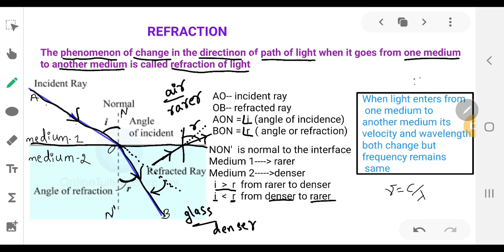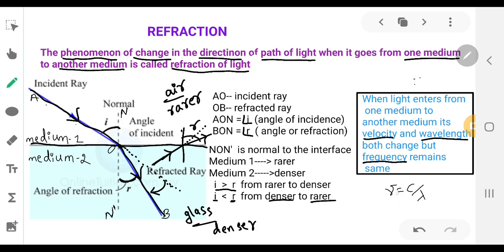So here we discussed refraction. What is refraction? When the light travels from one medium to another medium, its direction of propagation changes. Now, along with the direction of propagation, its velocity and wavelength are also going to change. The light's velocity and wavelength both change when it travels from one medium to another medium. But in any medium, its frequency remains the same.